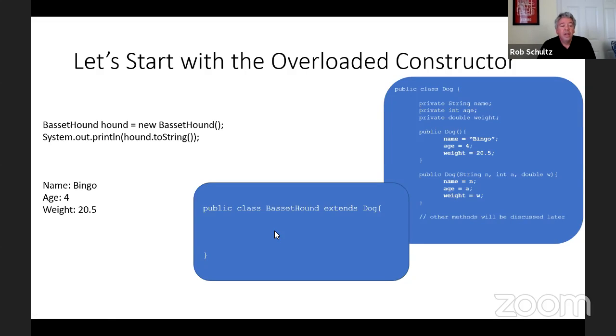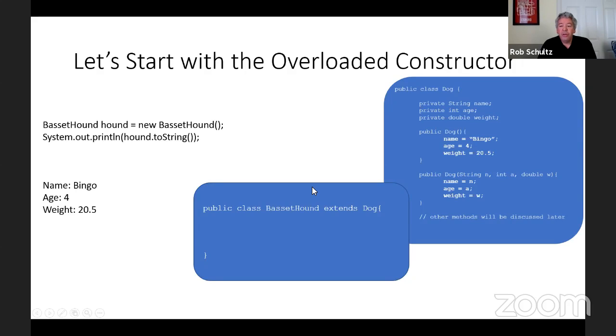There's nothing there. When we run this code in our client, it's going to go over and it's going to check the Basset Hound class for a constructor. And because there's no constructor there, it's automatically going to go to the default. It's going to set name to bingo, age to 4, weight to 20.5.